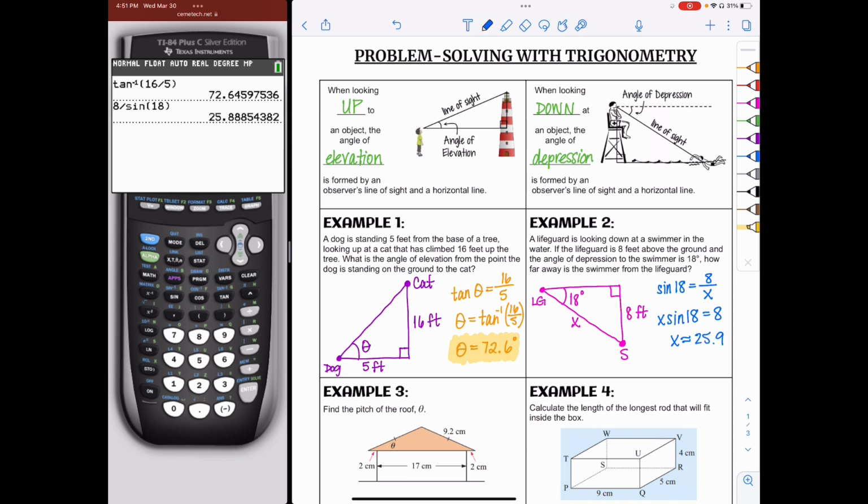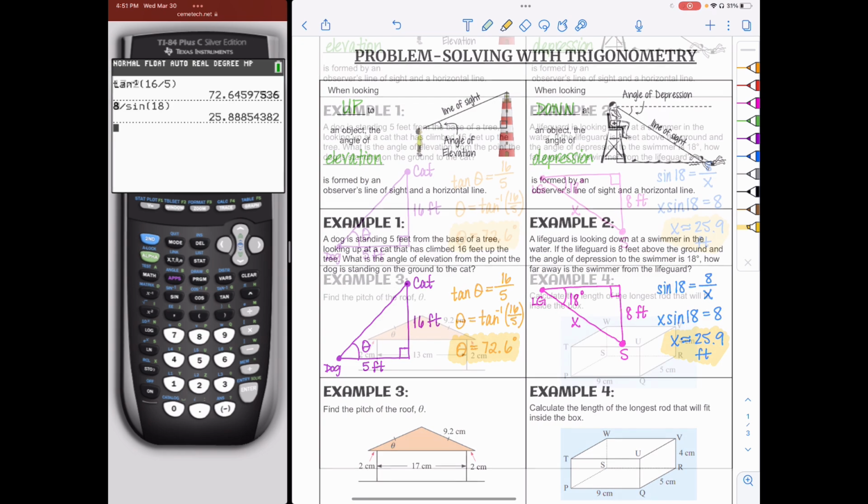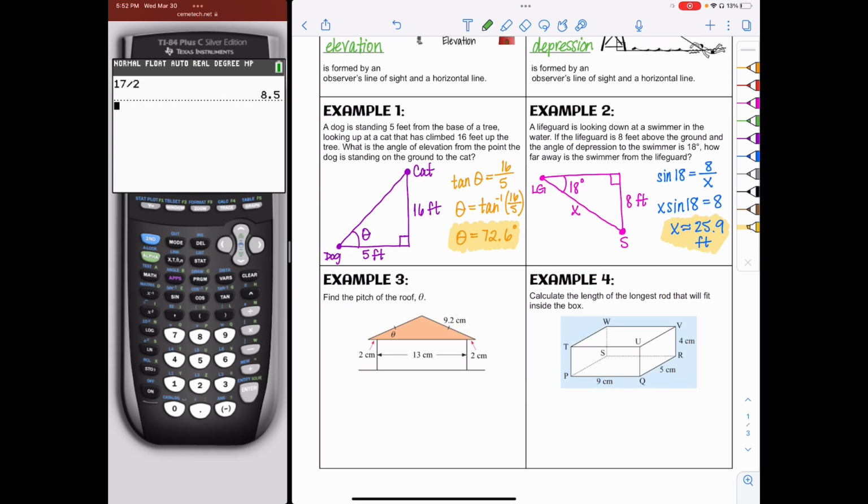in 3 sig fig. And so that's going to be feet, of course. All right, so that's angle of elevation and angle of depression. Okay, let's look at example number 3.